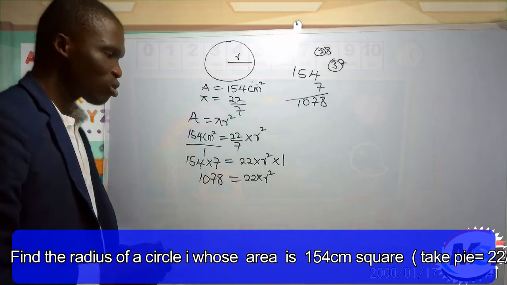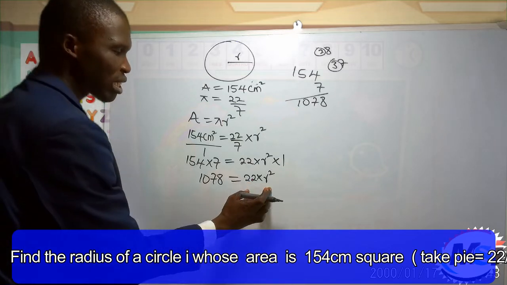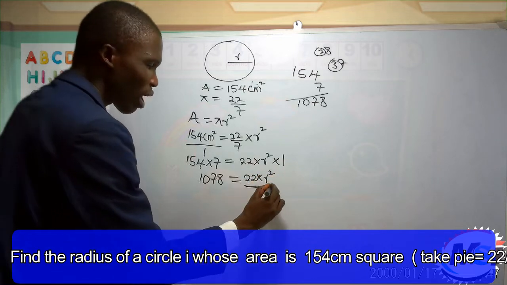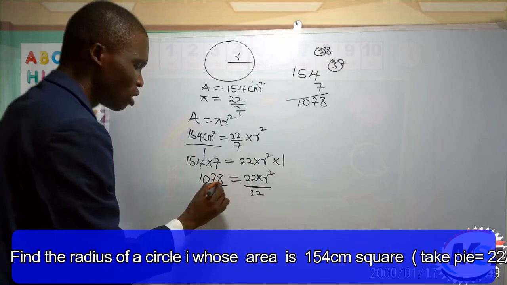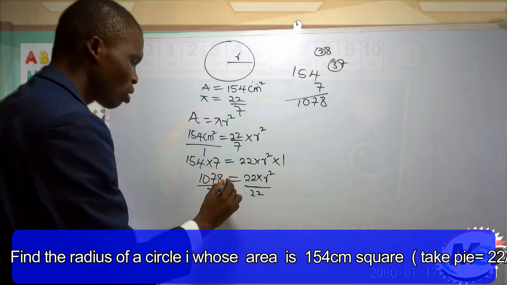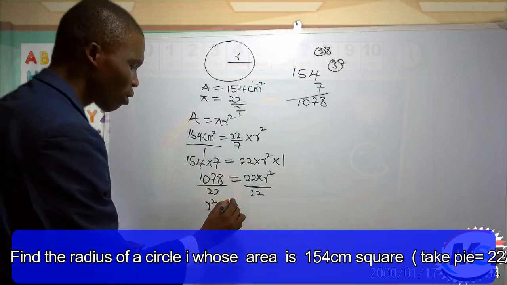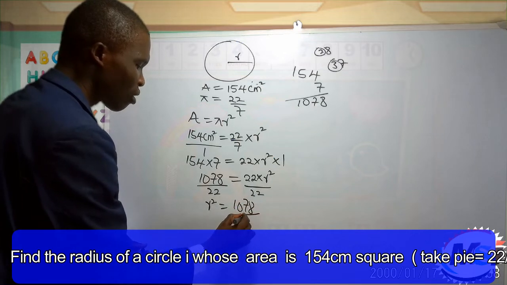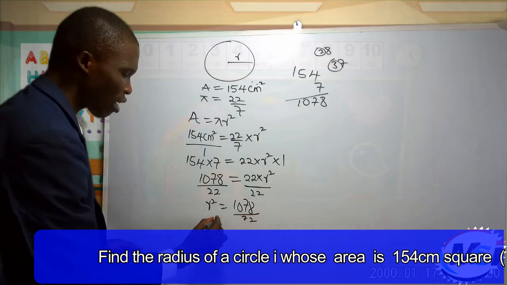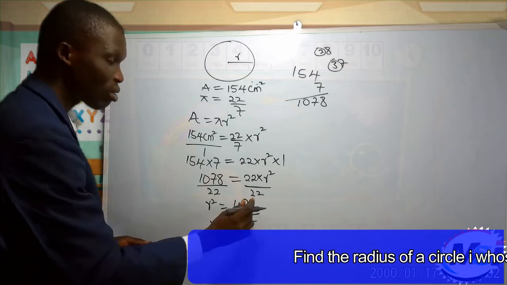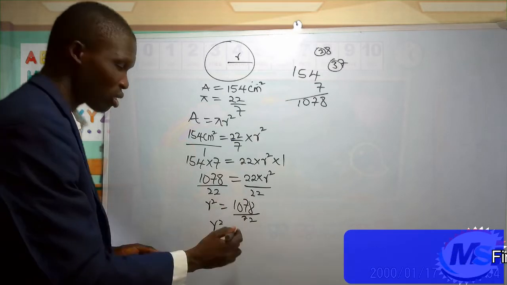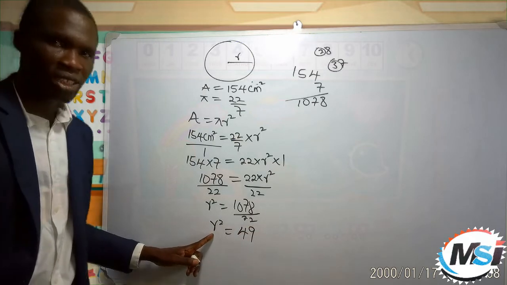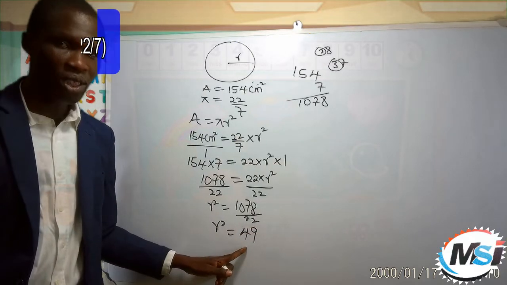Now, the next thing to do is 22 is attached to this r squared. So we are going to divide both sides by 22. Divide this by 22. So r squared will give us 1078 divided by 22. When you cut it, you are going to have 49.